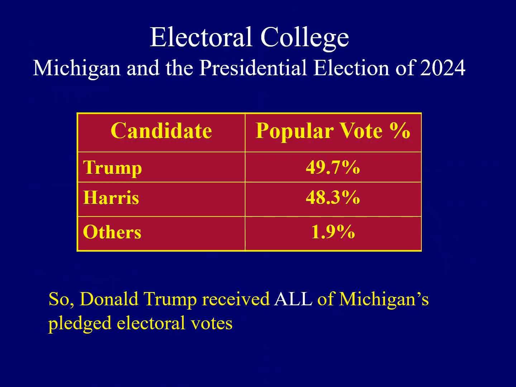So what happened in Michigan in 2024? Well, we can see here that Donald Trump won more popular votes by people in the state of Michigan with 49.7% of the popular vote versus Kamala Harris's 48.3%. There were some other candidates as well. So, as a result of this election, Donald Trump received all of Michigan's pledged electoral votes.